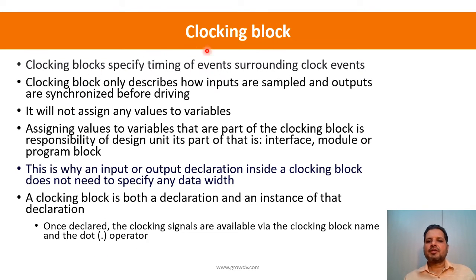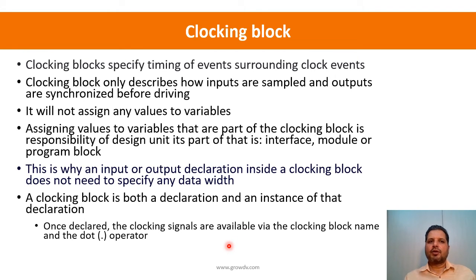The clocking block only specifies the timing surrounding the clock events, that is, relative to the sampling event, when the input signal needs to be sampled or when a particular value needs to be driven relative to the clocking edge, but it won't assign any values by itself. And assuming that a clocking block is part of an interface or module, the driving of signals which are present within the clocking block is the responsibility of its container. And that's why you will notice in the future examples that we don't even specify the data width as part of the clocking block declaration. We only specify the direction.